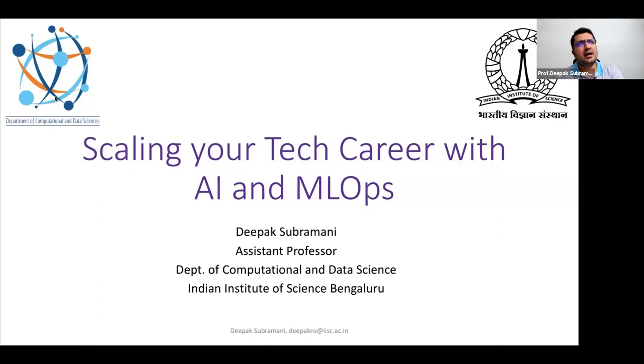This is perhaps the 11th or 12th program of IISc with Talent Sprint. This is a PG level certification program. All programs with Talent Sprint and IISc are certification programs, so they are not degrees. They are just certification programs offered at the level of a PG. In particular, this is a new program that we are launching, called AI and MLOps, that is, artificial intelligence and machine learning operations. That's the name of this course.